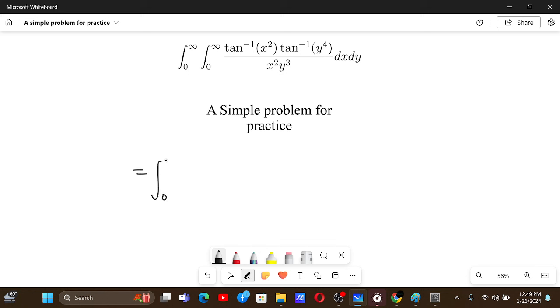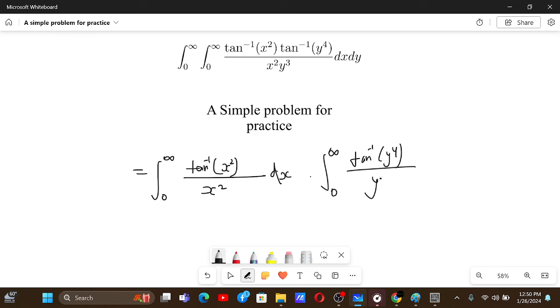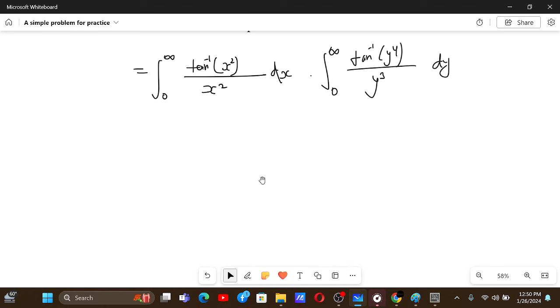So basically, we have some of the terms in x and some in y, and they are just independent of each other. So let's separate them. We have the integral of tan inverse x square by x square dx. On the other hand, we have the integral from 0 to infinity of tan inverse y to the power 4 by y cube dy. And now let's solve this.